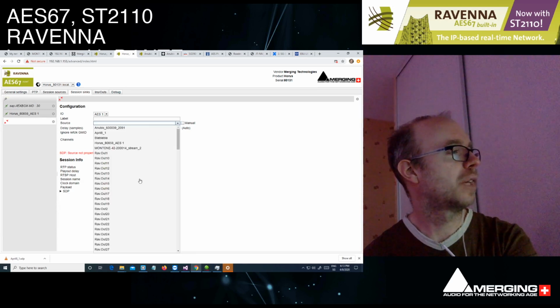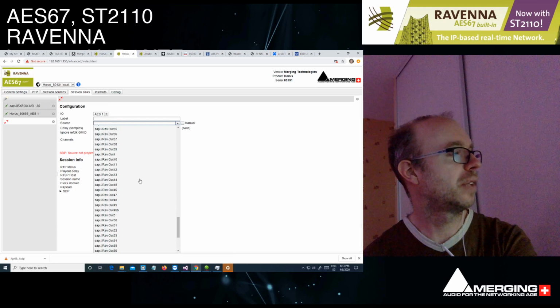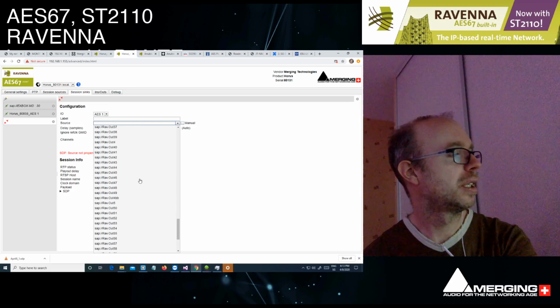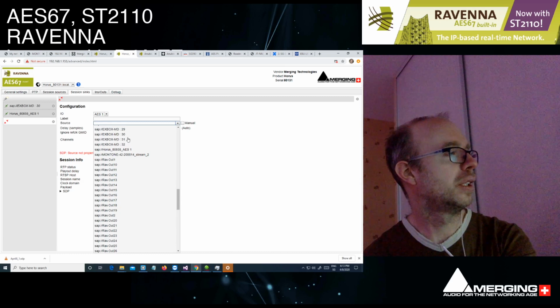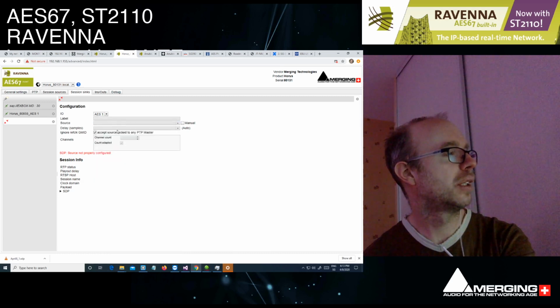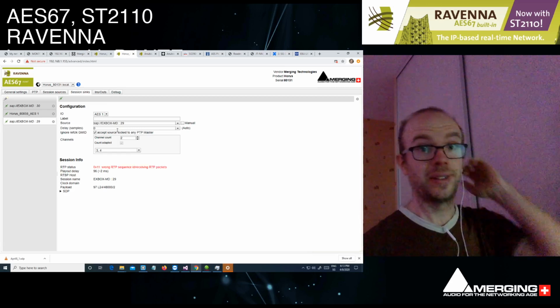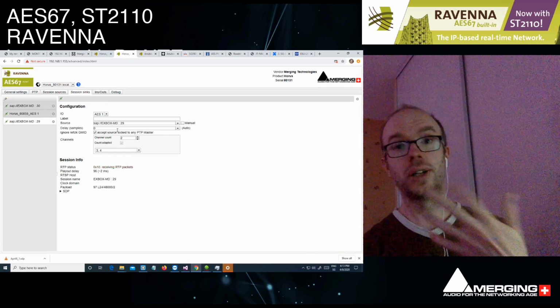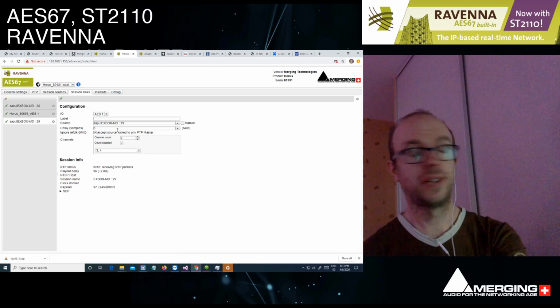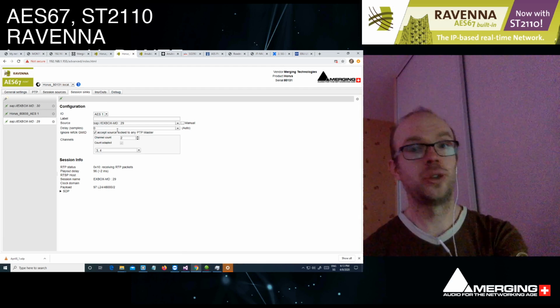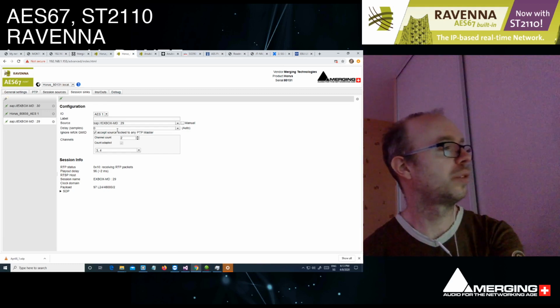I can try to find it. So it begins with SAP, EXbox, and 29, and this one I just created. Because my device, my merging device here is doing SAP as well, so it's working right out of the box. If you have a device that doesn't do SAP, you can use other software like RAV2SAP, etc.